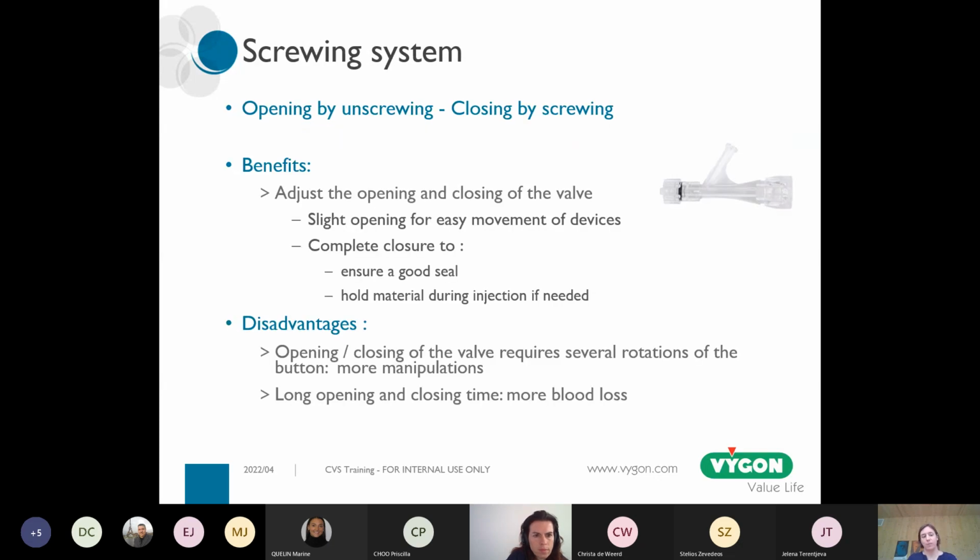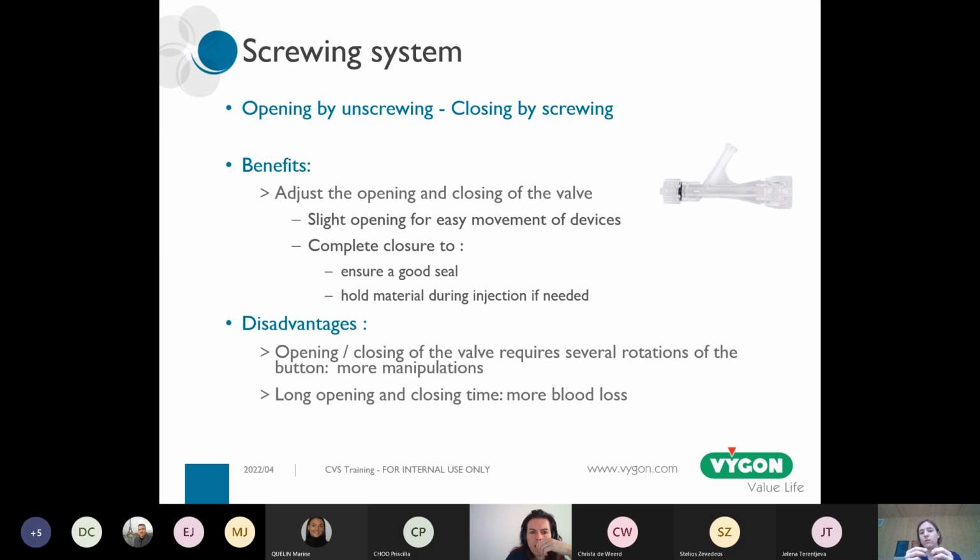The screwing system: to open the valve, you have to unscrew, and to close the valve, you have to screw the button. So the benefit for this sort of Y connector is that you can adjust the opening and the closing of the valve by turning one turn, two turns. You can slightly open for easy movement of the device.